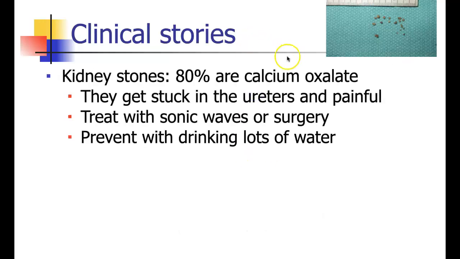Okay. So there are a whole lot of clinical implications of kidneys and kidney function. One is going to be kidney stones. About 80% of kidney stones are made of calcium oxalate. They get stuck in the ureters and it can be very painful. These can cause backup of urine into the kidneys. It can cause inflammation in the area, and it's certainly very painful to essentially pee out rocks. They can be treated, though, with sonic waves or surgery. They can sometimes be prevented with lots of water, though lots of people are what they call stone formers. So their kidneys' anatomy and physiology just makes them more likely to form stones.